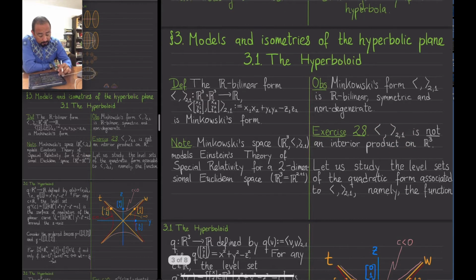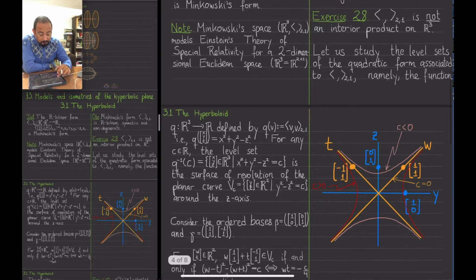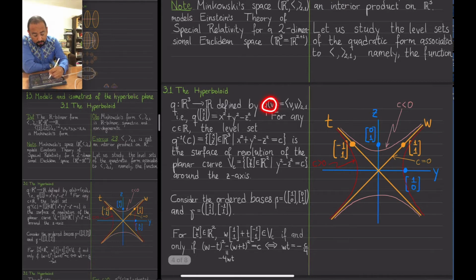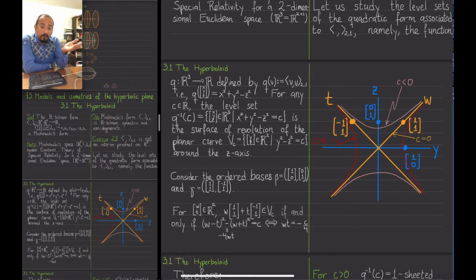Okay, and so let's say some words about the level sets of the associated quadratic form. We know that every bilinear form on Rn has an associated quadratic form: on any vector, you pair it with itself under the bilinear form. So that's a function from R3 to R. For instance, if we were talking about the ordinary dot product, the associated quadratic form would be the square of the norm. In this case we are speaking about a different quadratic form because we are speaking about a different bilinear form.